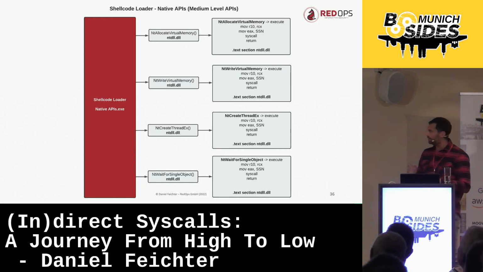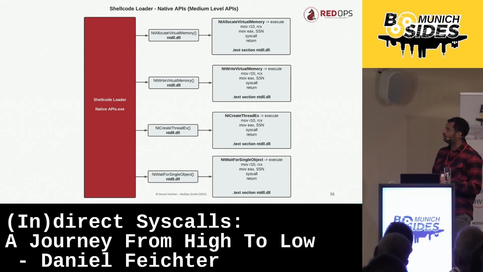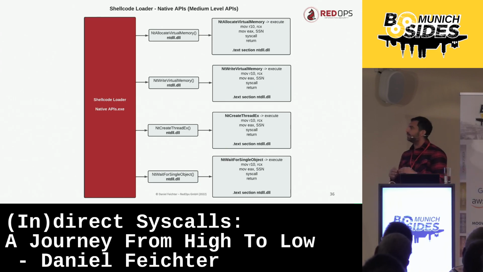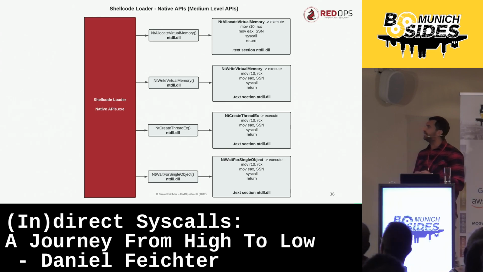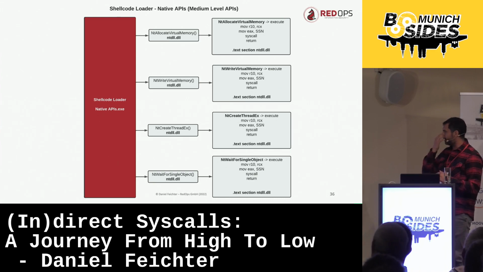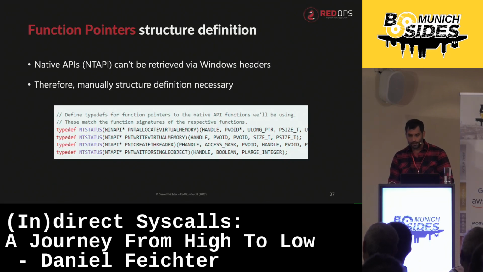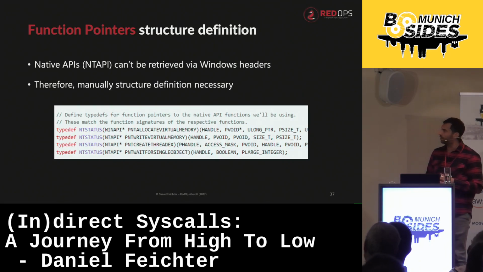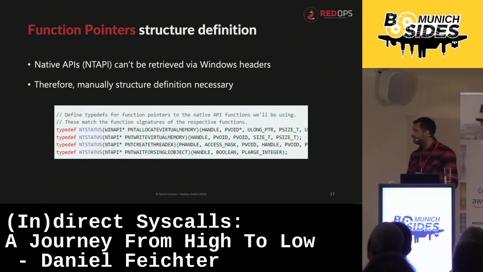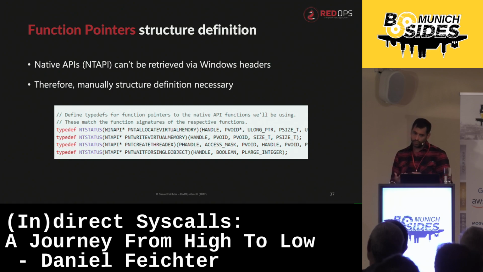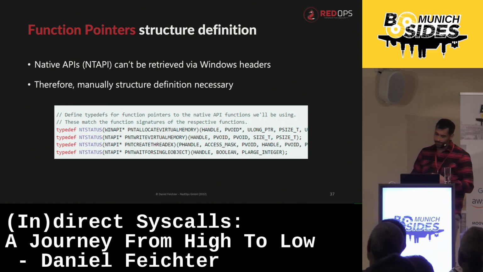So when we compare this illustration with the illustration before, we see that we no longer have kernel32 DLL and kernelbase DLL involved. Instead, we want to directly ask NTDLL for the respective native APIs which we need in our native API shellcode loader. Compared to our Windows 32 API loader, we have to manually define the instruction for the function pointers in our shellcode loader for each native API.